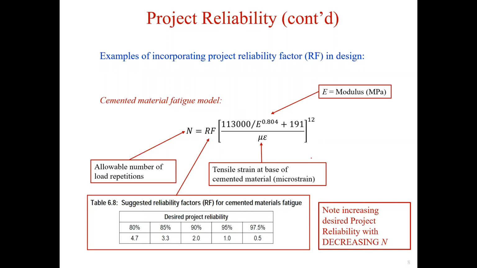When there's a higher project reliability requirement due to the class of the road, such as freeway, there's a smaller RF value, and correspondingly, the N value will be smaller as well. In other words, increasing project reliability will decrease allowable number of load repetitions.